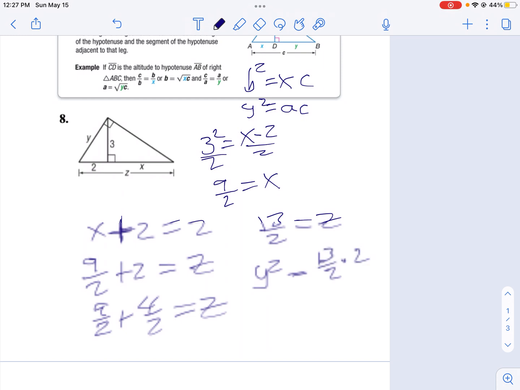So I get y squared equals 13 halves times 2, or y squared equals 13. So I take the square root of both sides, and y is the square root of 13. There's our answer. It only can be positive.